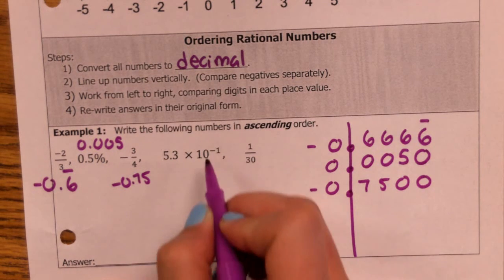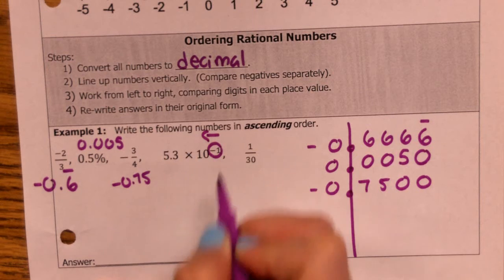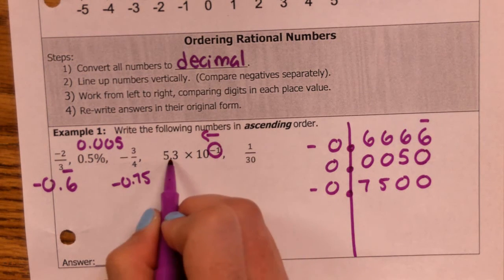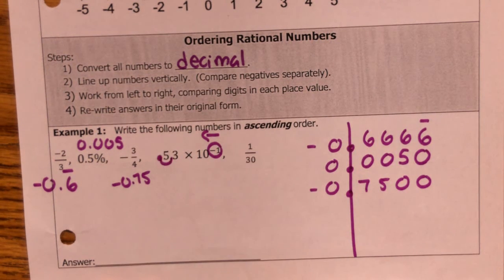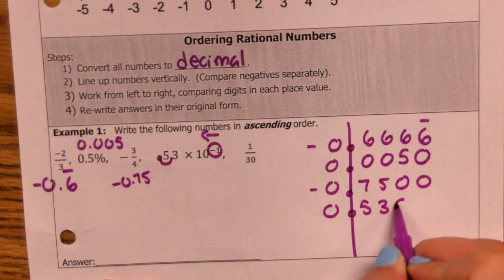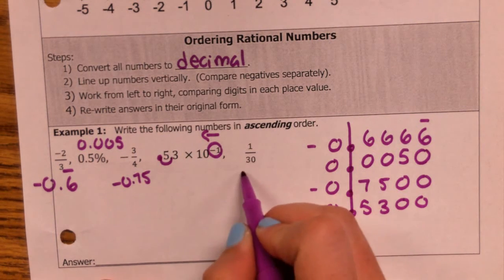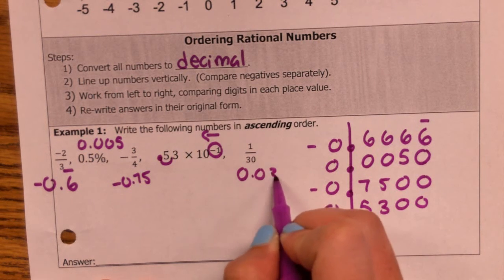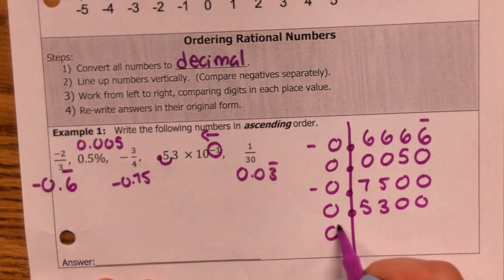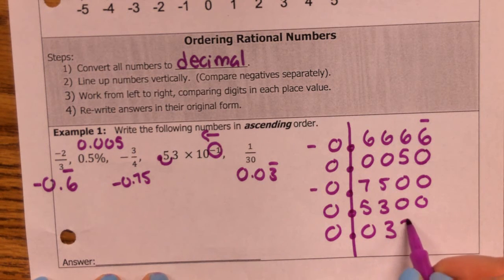5.3 times 10 to the negative first power. This negative 1 says we move our decimal to the left 1 time, right here, 0.53. And 1 divided by 30, or 1/30th, is 0.03 repeating, 0.03. Since it's repeating, we're not filling it in with zeros, we're filling it in with more 3s.